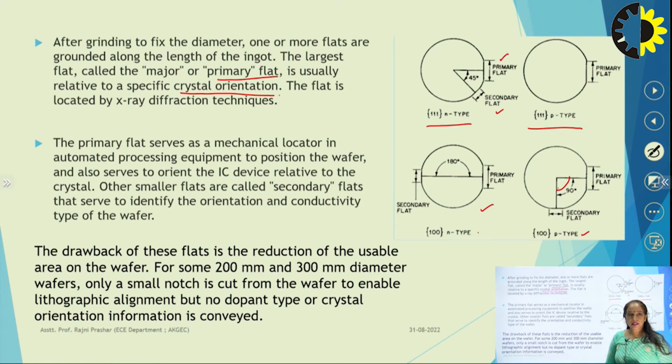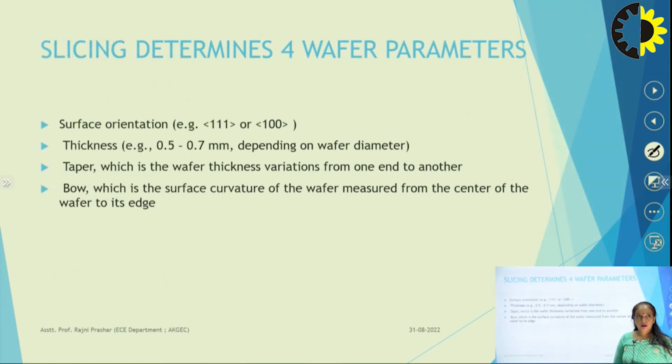One simple drawback of these flats is the reduction of usable area of the wafer. The slicing determines four wafer parameters. First is the surface orientation, whether we are using 111 orientation or 100 orientation. Then the thickness of the wafer, that is 0.7 to 0.5 mm depending upon the wafer diameter. Then taper, which is the wafer thickness variation from one end to another, and how these wafers are sliced.